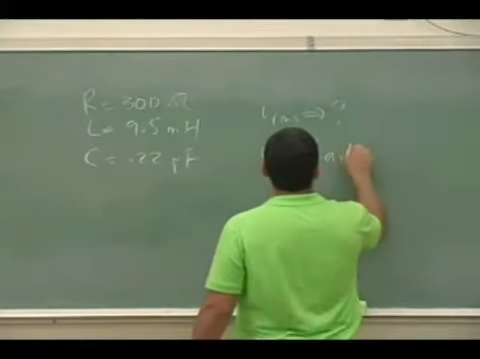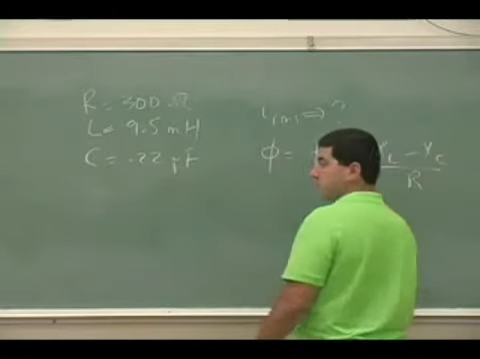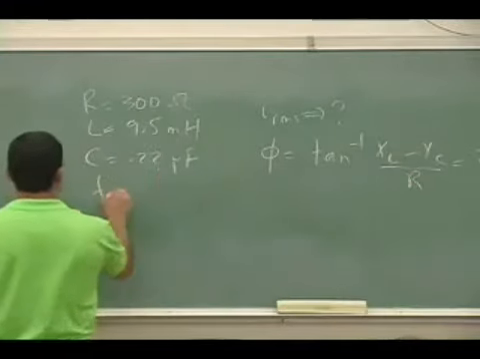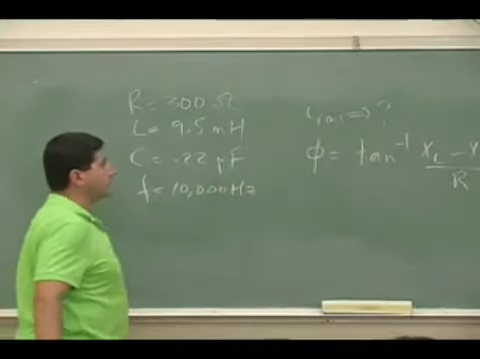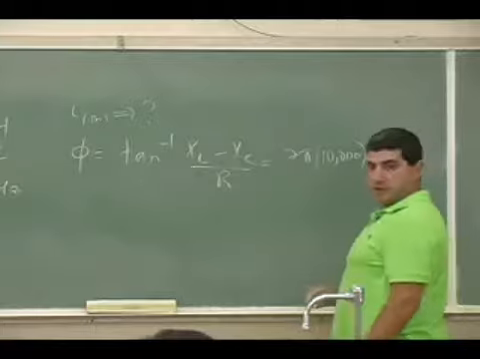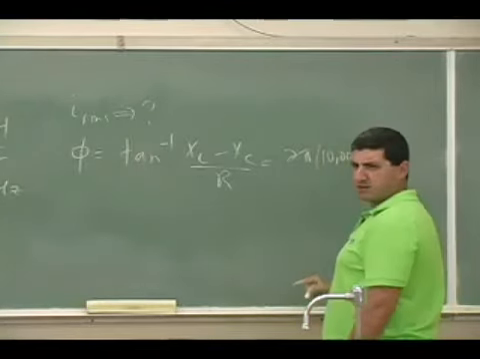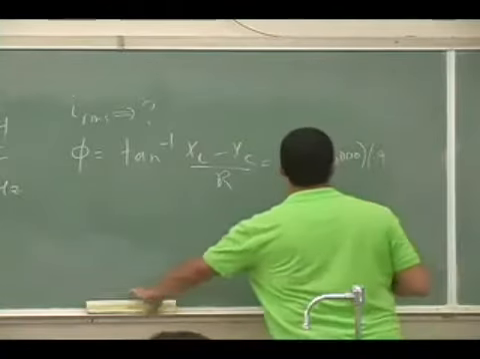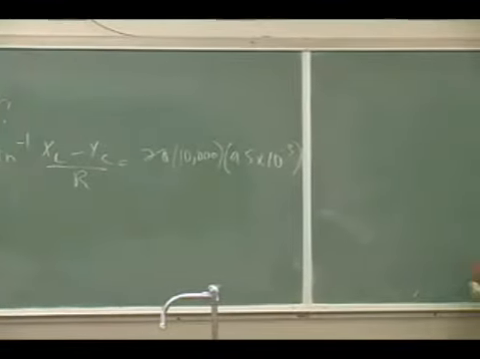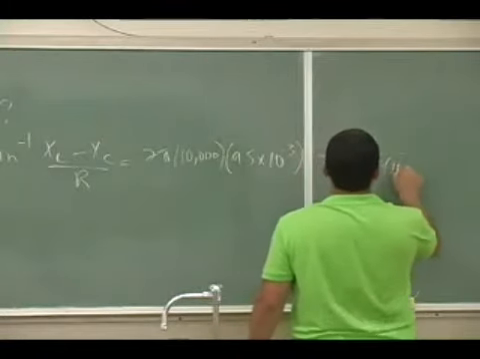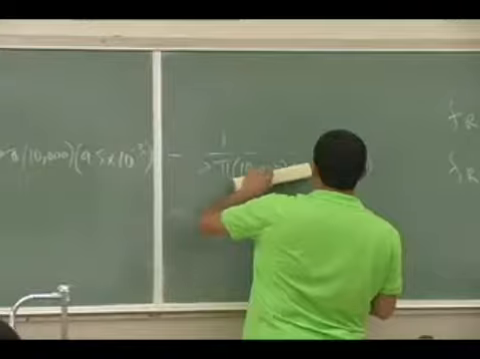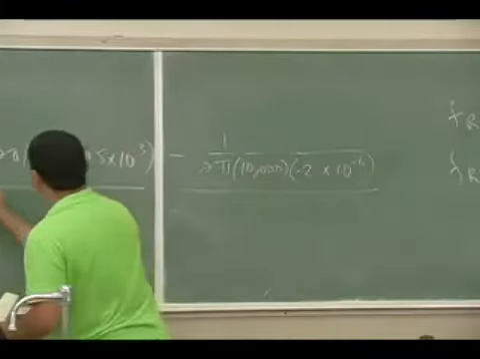So phase angle is going to be tan inverse of (XL minus XC) over R. All right? So 2 pi, oh, the frequency is 10K, 10,000 hertz. So 2 pi times 10,000 times L, right? What was the inductance? I forgot. 0.95, right? Oh, no, 9.5 millihenries. 9.5 times 10 to the minus 3, minus 1 over 2 pi times 10,000 times 0.22 times 10 to the minus 6, divided by resistance of 300.